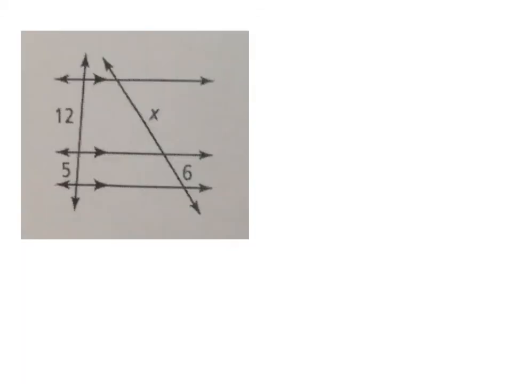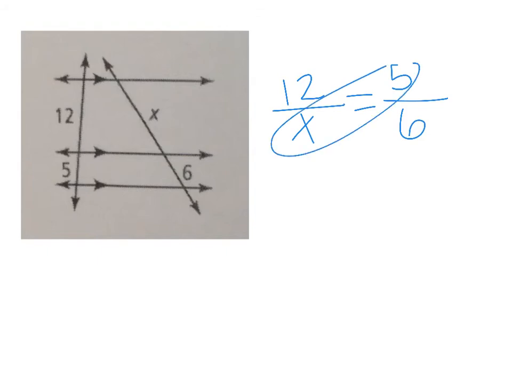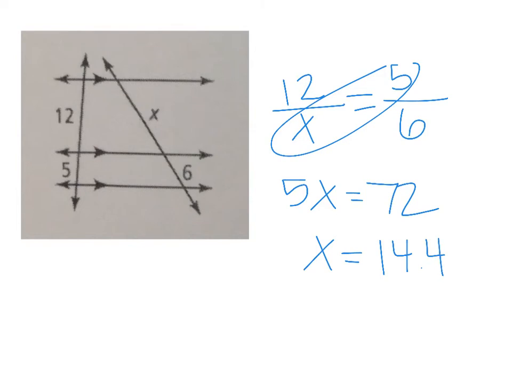This next group of problems wants us to solve for x. We just want to make a proportion and solve. I'm going to start on the left side. 12 on the left compares with x on the right is equal to 5 on the left compares with 6 on the right. We cross multiply in order to solve these. 5x is equal to 72. When you divide by 5, you get x is equal to about 14.4.